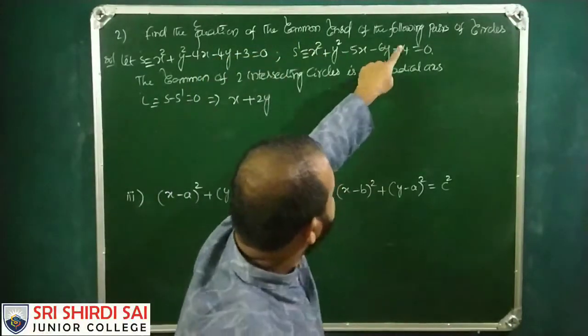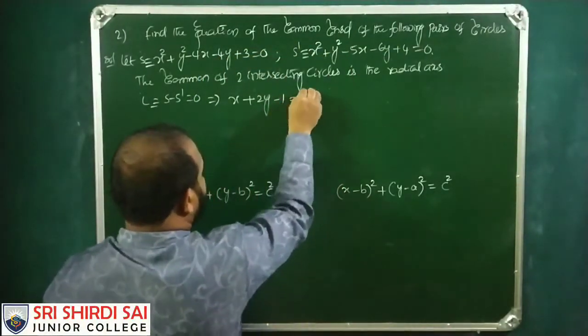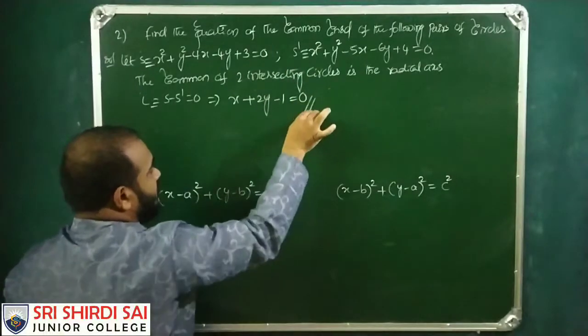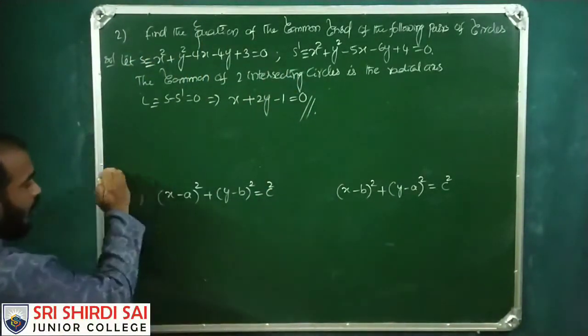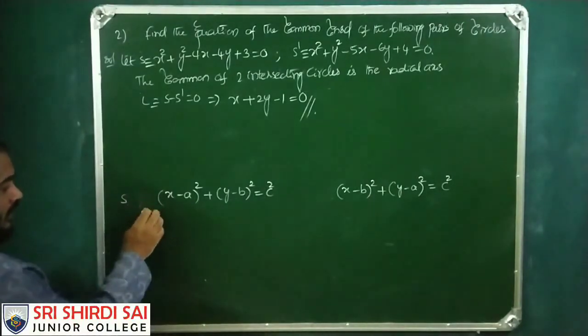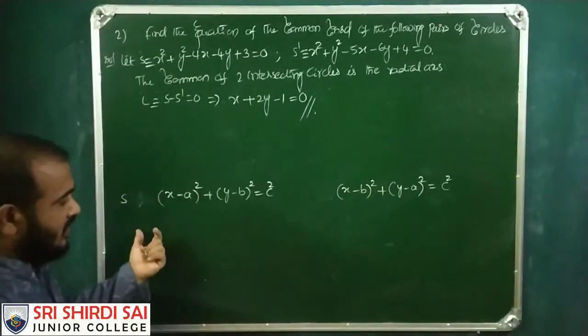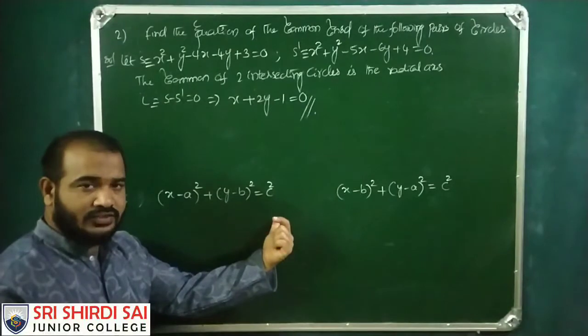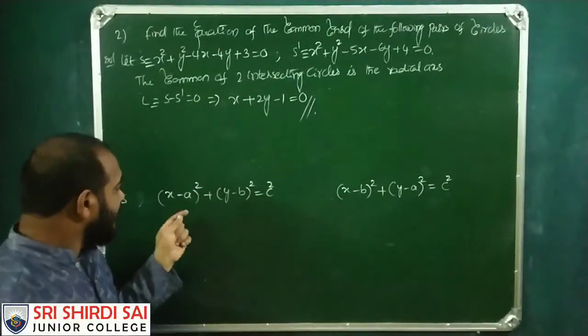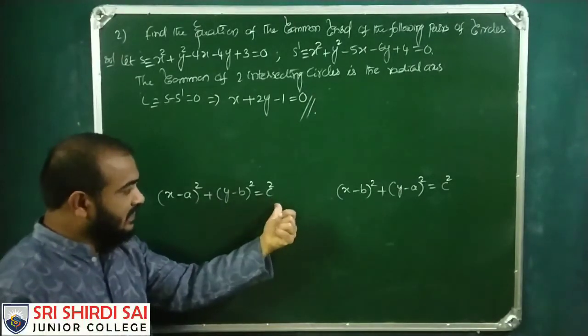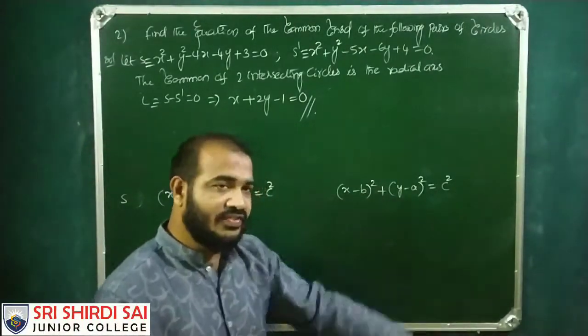3 minus 4 is minus 1 equals to 0. This is the radical, this is the common chord for these two circles. And now the third bit is x minus a whole square. This is the central form of the equation of the circle. This is the general equation, this is the central form with center a comma b and radius c. Center b comma a and radius c.